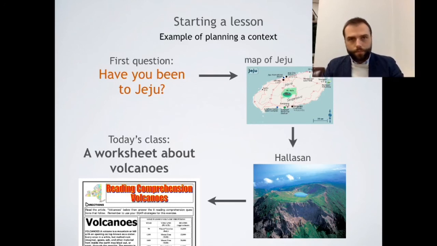So notice how the class has led from Jeju to Hallasan and then finally to volcanoes. And hopefully you've kept their interest, and you've also provided some context and some background warm-up for the students. So when they go into the reading comprehension, they have hopefully some interest and some activated background knowledge as well.